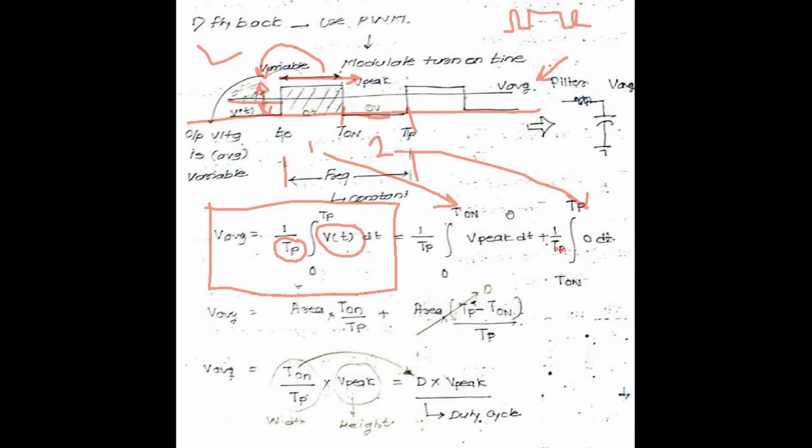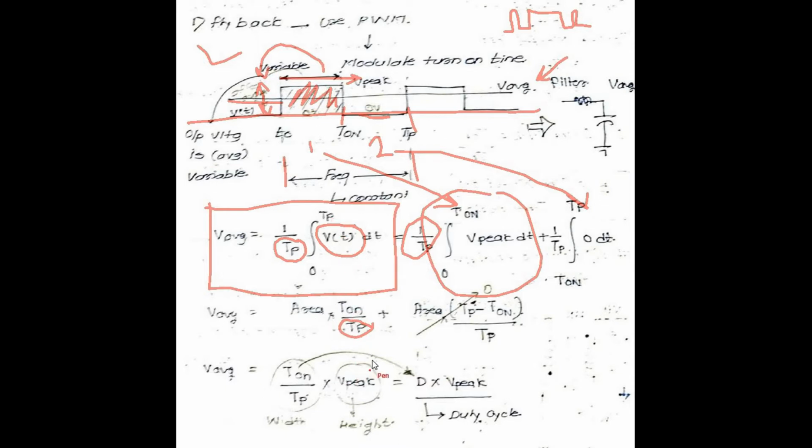So this integral is nothing but your area. This total is the turn-on area. So the total area, with the total time period, comes from this integral formula: 1 divided by TP, and this is the area. Area means what? This is nothing but a rectangle. Rectangle area means width into height.